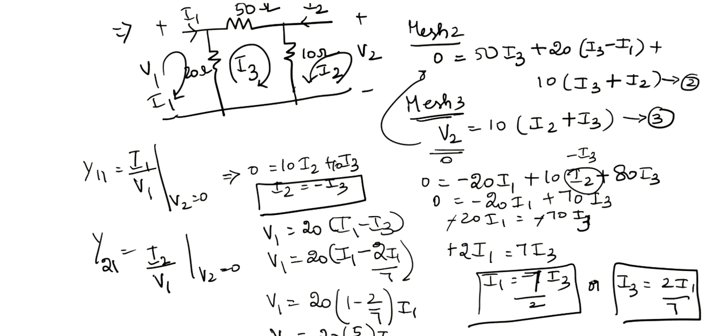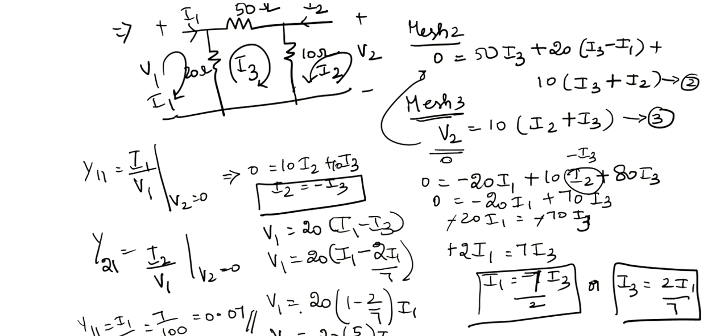So what is your equation? I1 by V1. What's the answer? I1 by V1 means actually it is 100 by 7. Am I right? 20 into 5, 100 by 7. So now the answer will be 7 by 100. So you are getting 0.07. Clear? This is your Y11.